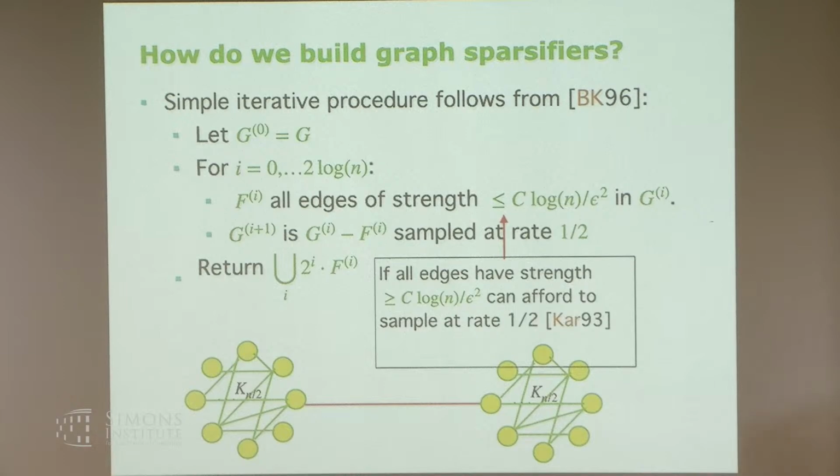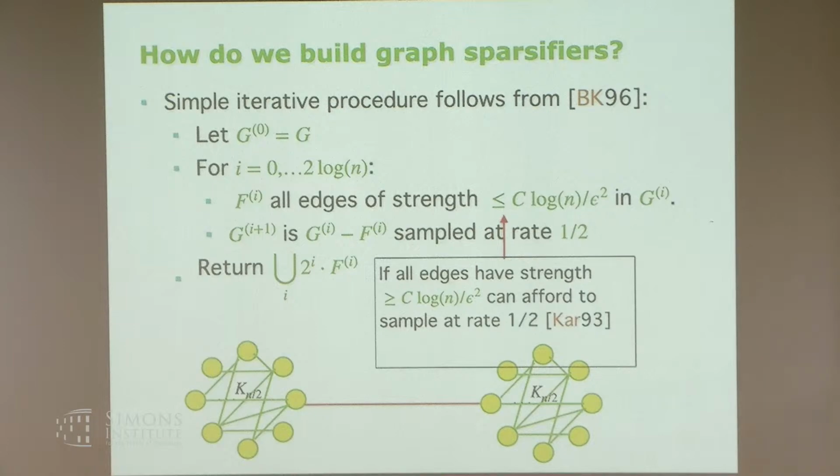Now there's this notion of strength that basically dates back to the work of Karger in 1993. We have some property which says if every edge in the graph has high strength, and here high just means some constant times log n, and you can ignore epsilon for now, then you can afford to sample every edge at rate 1/2, give it weight 2 if it survives, and this will be a cut sparsifier with high probability. So all we're going to do, in this first iteration, we have the graph G0. Let F0 be all the low-strength edges. These are the ones where we can't afford to sample, and we just keep these exactly as they are. All the remaining edges, because we removed the things with low strength, have high strength.